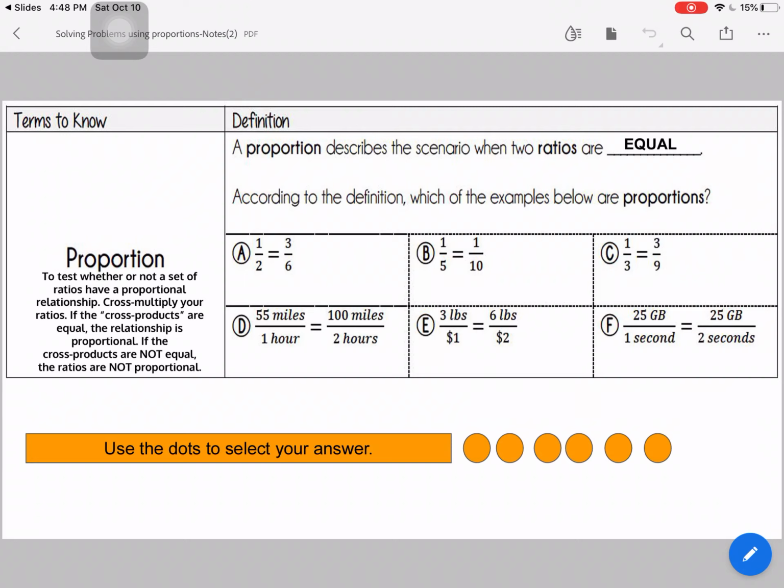These are notes on proportions. A proportion describes the scenario when two ratios are equal. According to the definition for proportions, which of the examples below are proportions?